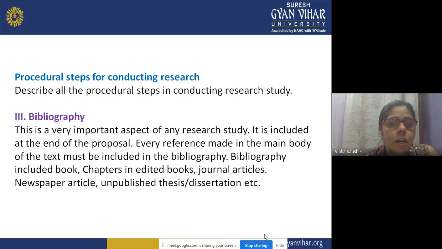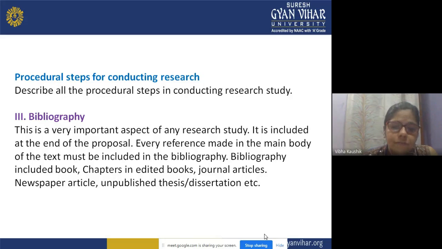It is included at the end of the proposal. It has to be written at the end. Every reference made in the main body of the text must be included in the bibliography. Any reference which you have used should be included in the bibliography.